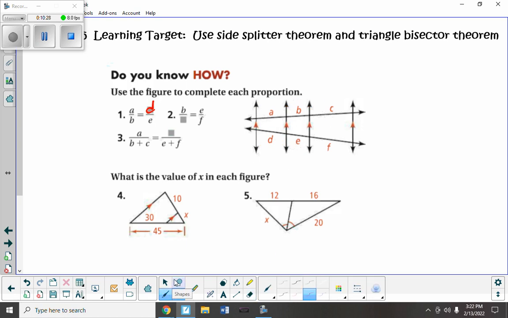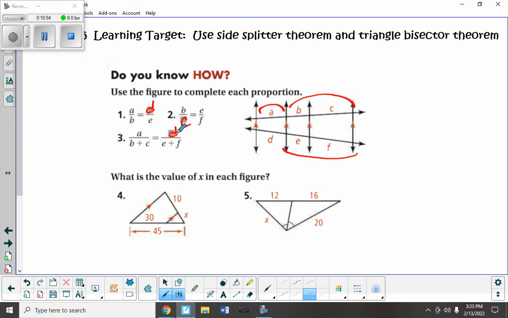Next, B is to, well, let's do it this way. Let's read E is to F. So E is to F as B is to, well, have to be C. So just look for the patterns on these. And then the next one is A is to B plus C, so that'd be this whole thing, as what is to E plus F? Well, that's going to have to be D.